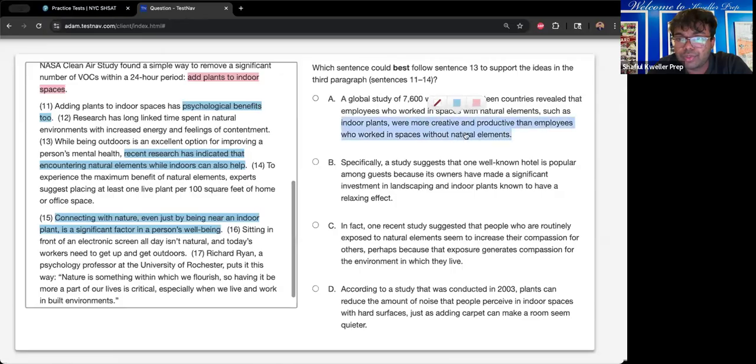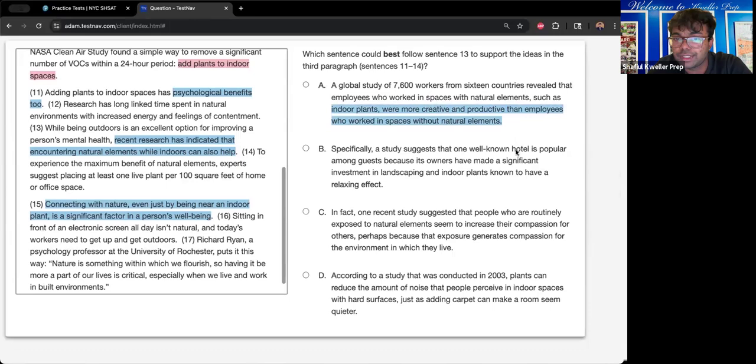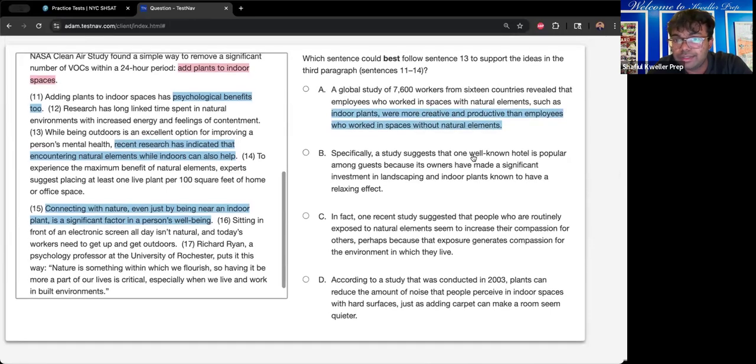Here it says employees that had indoor plants were more creative and more productive than employees who worked in spaces without them. This one's worse because this one says one well-known hotel. I don't like that. When you talk about research, they want to see that it's not just one particular case, a bunch of different cases support it. So we can rule out B.